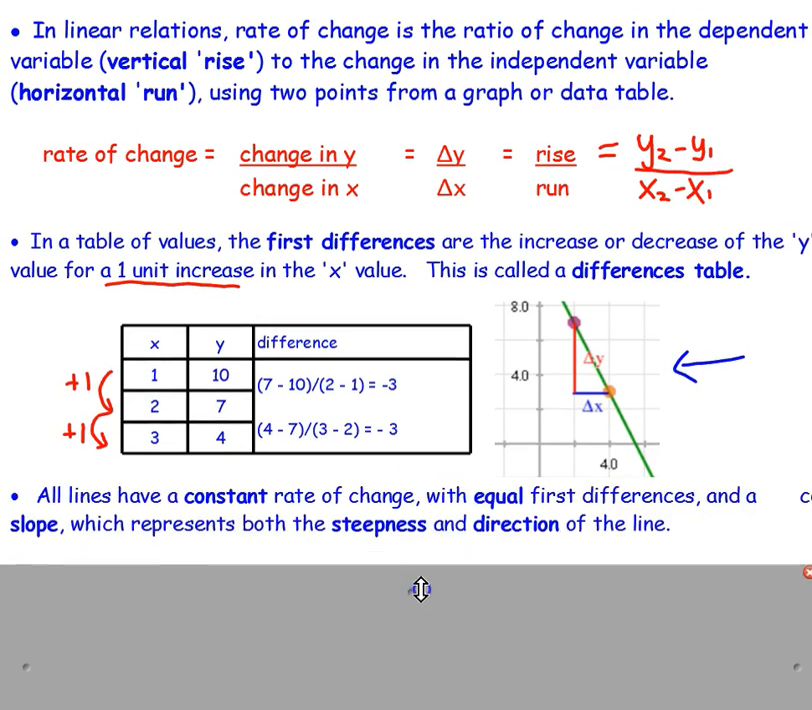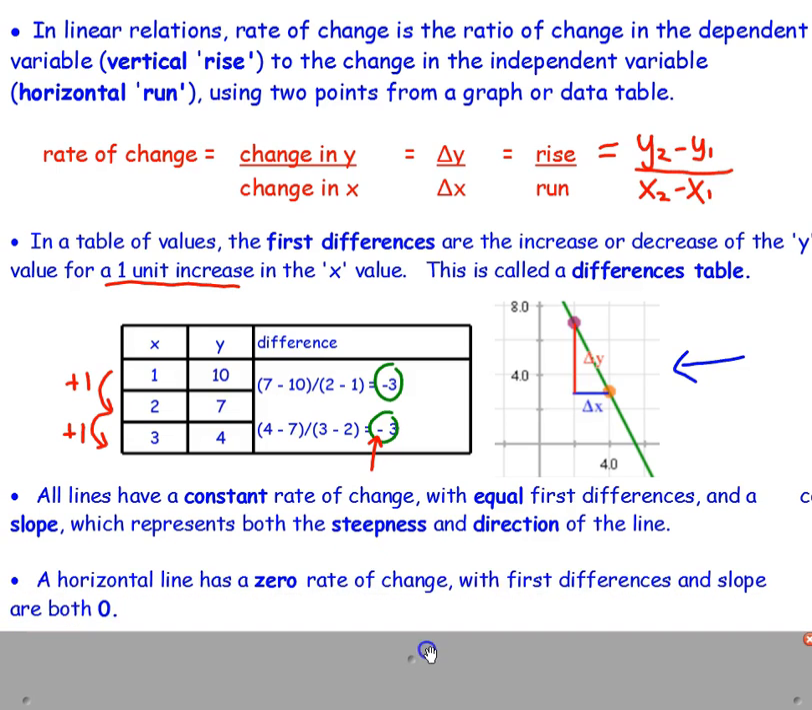So in summarizing the connection between rate of change and slope, for lines, any line will have a constant rate of change. That will mean that the first differences will be equal. We can see here that both first differences are -3. The slope will also be equal, and the slope specifically for a line represents the steepness and the direction. The direction is attached to the sign. So the negative of the -3 tells us that the line is dropping, so that's the direction of the line, and the 3 tells us how quickly it's dropping.